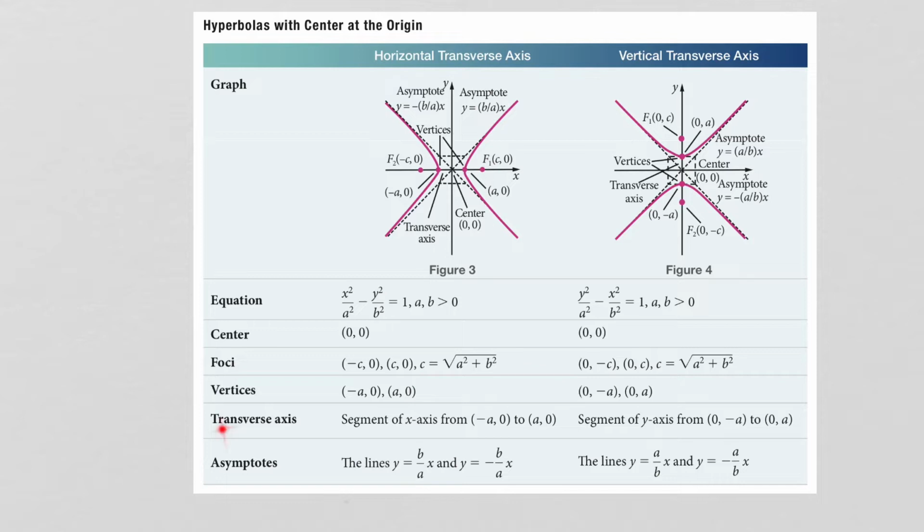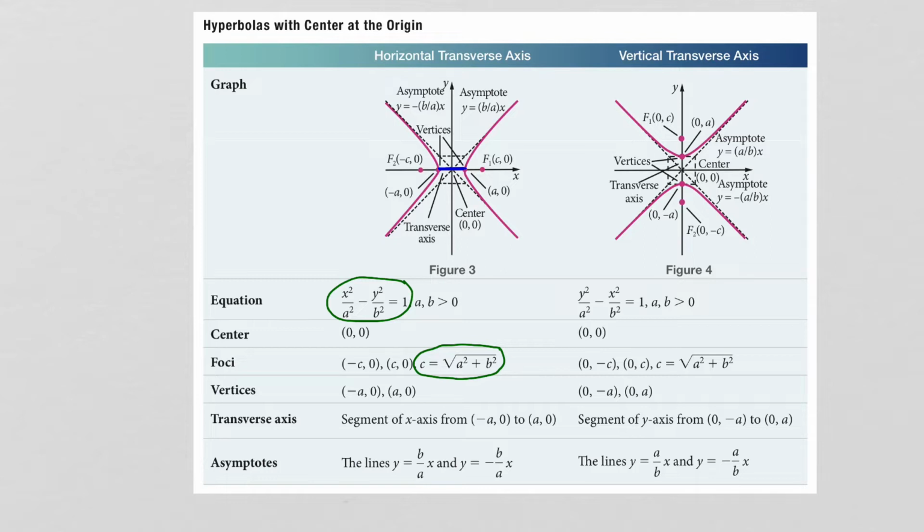And then you have this thing called the transverse axis. The transverse axis is basically the axis that goes between the two vertices. So, for example, it is this little segment right here. And then they give you the equations of the asymptotes, but the good news is you don't really have to remember any of this stuff. All you have to know is the basic equation, and you have to remember how to find c. Once you know those things, there's a really simple, easy way to graph hyperbolas.